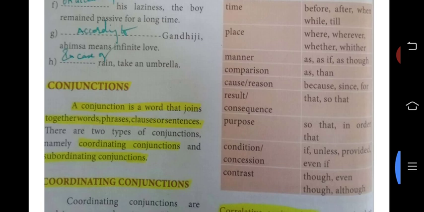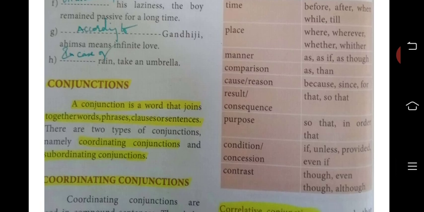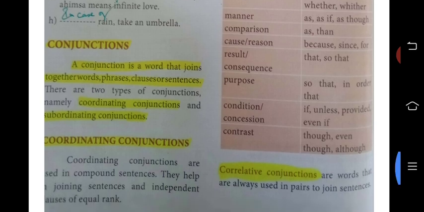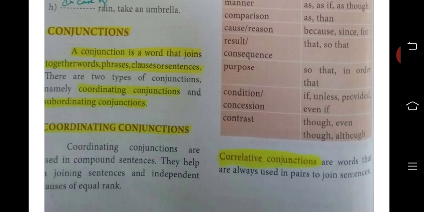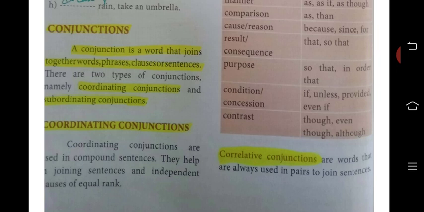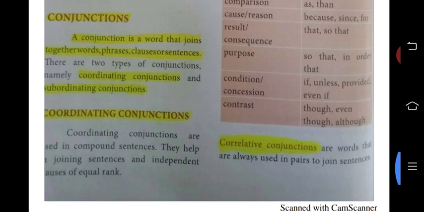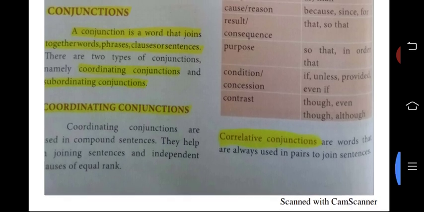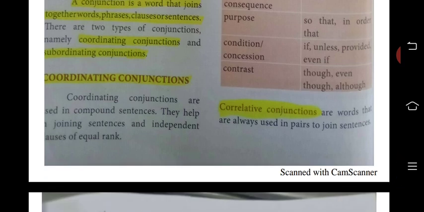Where, whether, okay. Then manner, as if, as though. Comparison, as, then. Reason or cause we can say because, since, for. Result, that, so that. Purpose, definitely so that, in order that. And condition definitely is if, unless. Unless you work hard, you will not get the rank. Okay, like that. Provided, with, or even if. Contrast ideas, definitely though, even though, although.